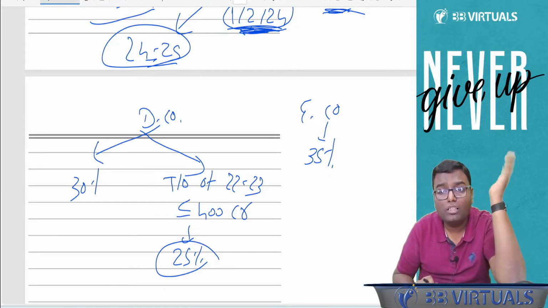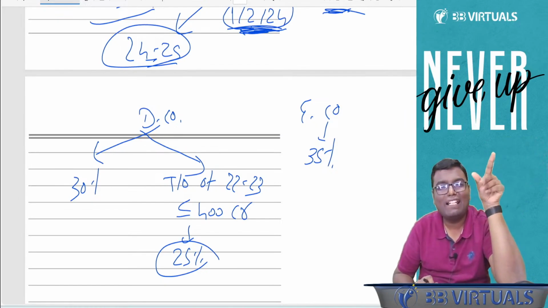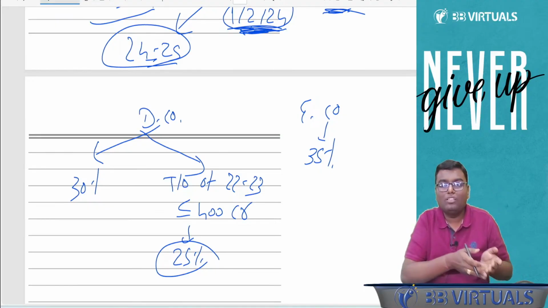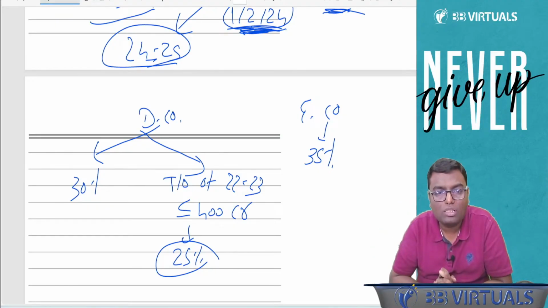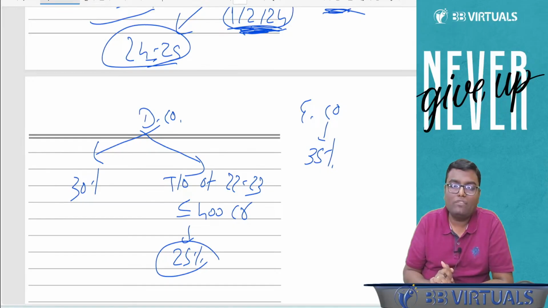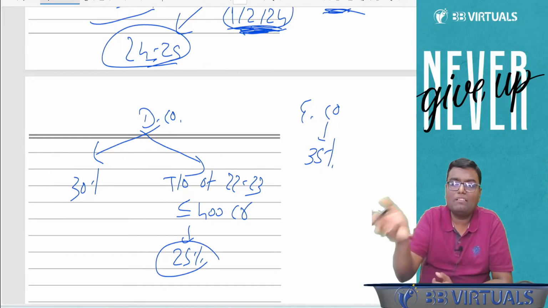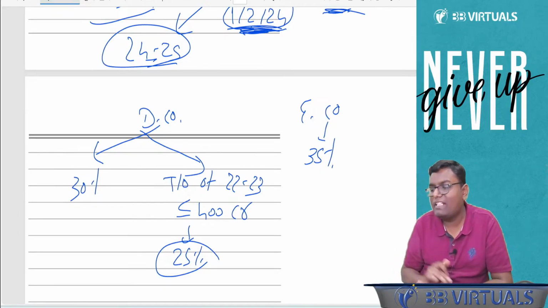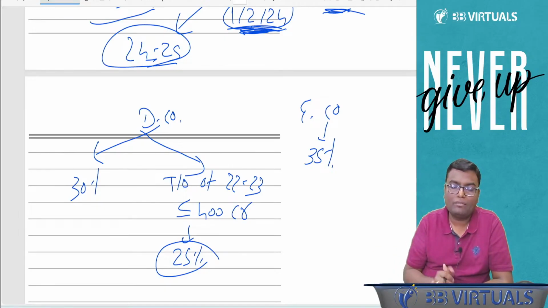I am having no turnover at all because I was not there. Then can I say your turnover in 22-23 was zero? And if it was zero, it is less than or equal to 400 crore. Your tax rate in 24-25 will be 25%. So if you are a newly incorporated company, the tax rate will be 25%.